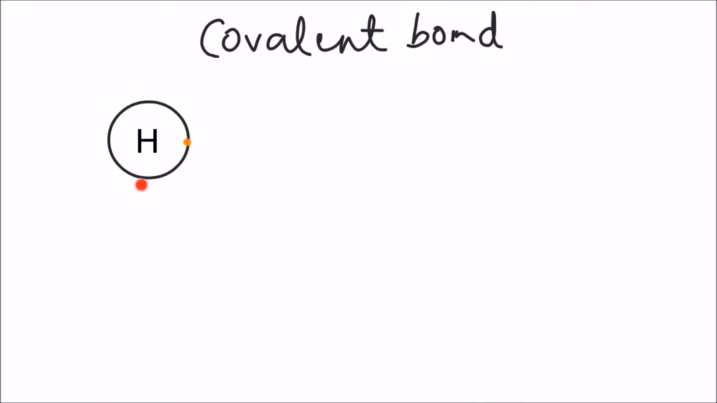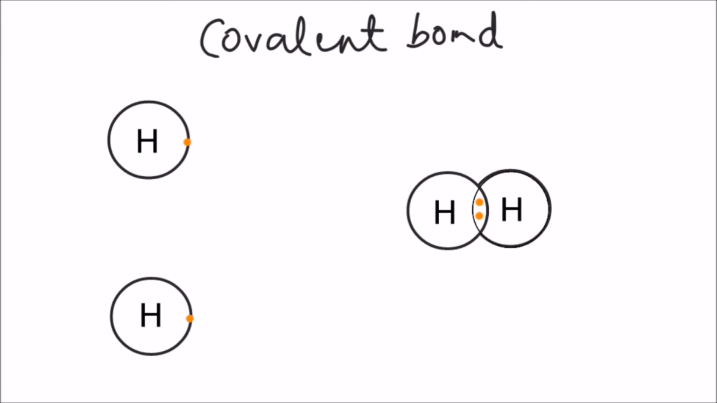We have a hydrogen atom, which has 1 electron. To achieve an octet state, it requires either 1 more electron or it has to lose this electron. Now, what it does is, 2 hydrogen atoms come together to share the electrons so that both of them achieve an octet state. And this is called a covalent bond, where electrons are shared.